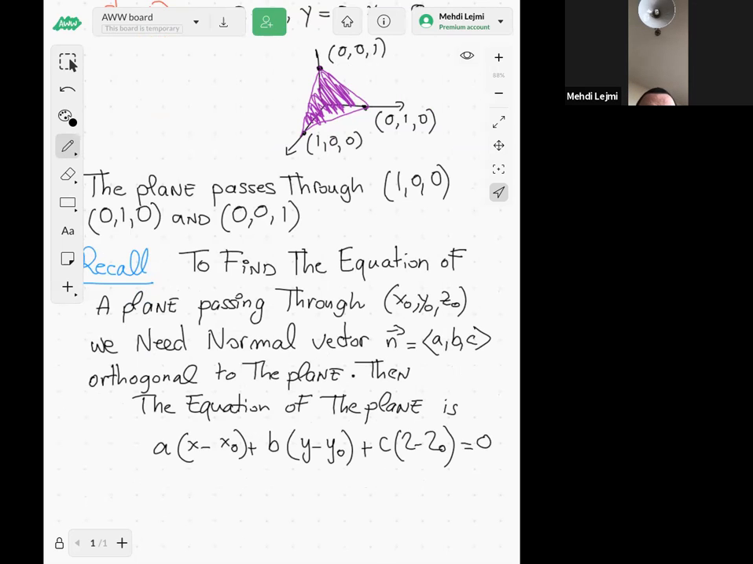So now the problem, I mean, we have 3 different points, not just one. We have 3 different points that belong to the plane. So the problem here is just really to find this normal vector n, right? Normal vector n, guys. So what we do, of course, is I'm going to need the cross product, right?